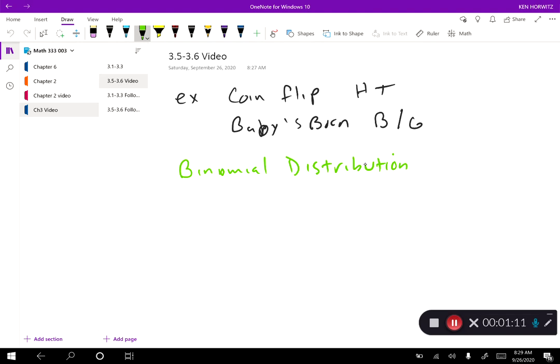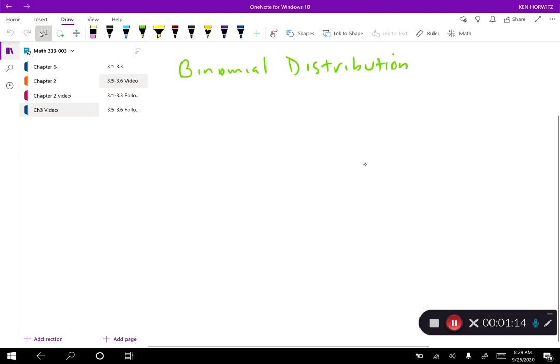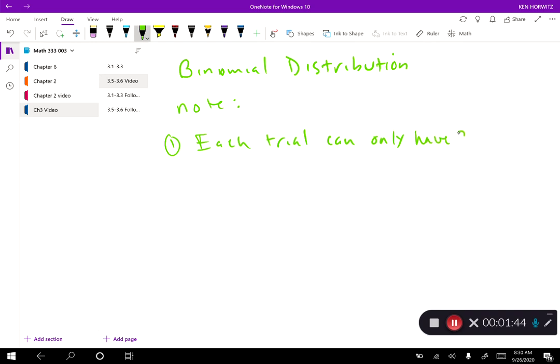Binomial distribution, again, bi means two, means that we are reducing our outcomes to just two. So I'll make a note. There are some requirements for a binomial distribution. The first is each trial can only have two possible outcomes, as we discussed.